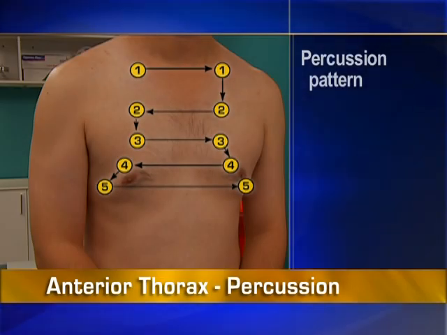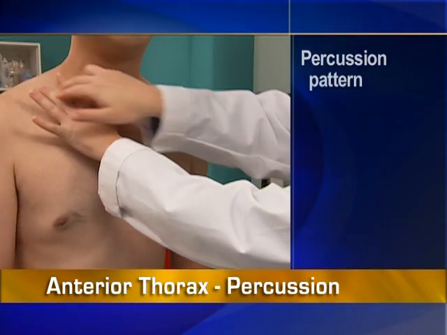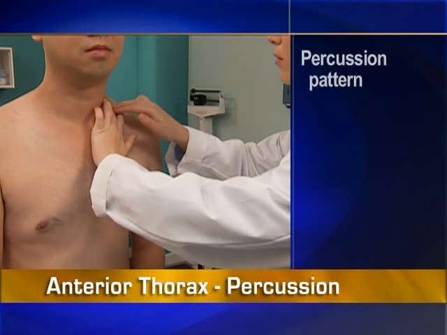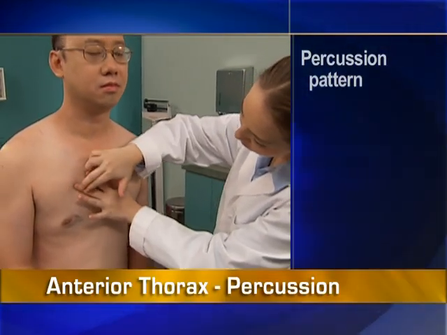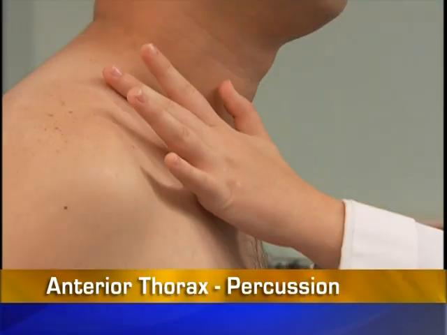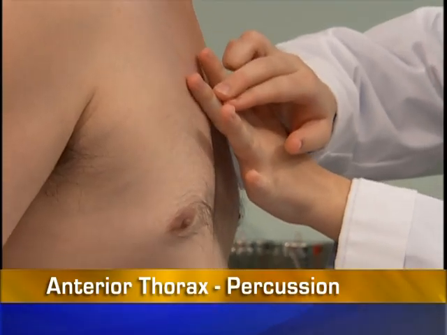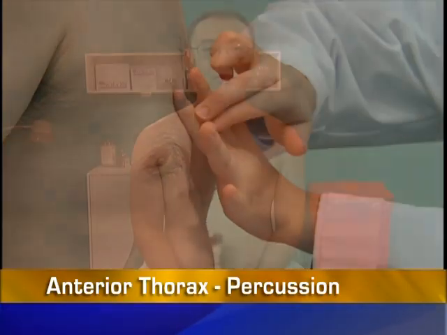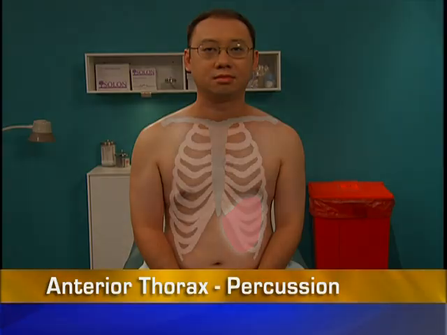To percuss the anterior thorax, follow this pattern. Begin with the apices in the supraclavicular area. Then percuss from side to side in the interspaces, moving down the chest. Over the lungs, percussion should produce resonance. Over the liver and heart, percussion produces dullness. Over the stomach, it causes tympany.